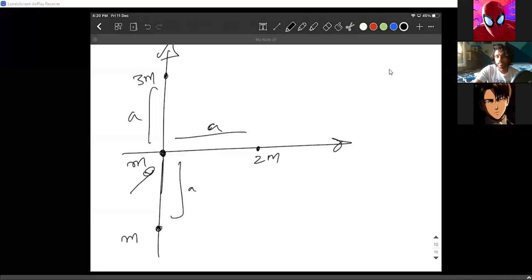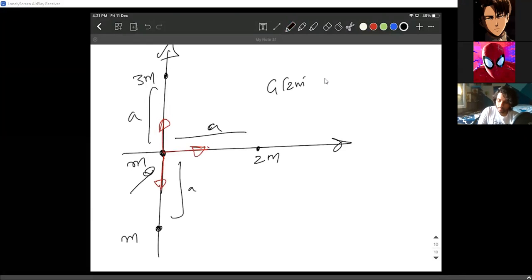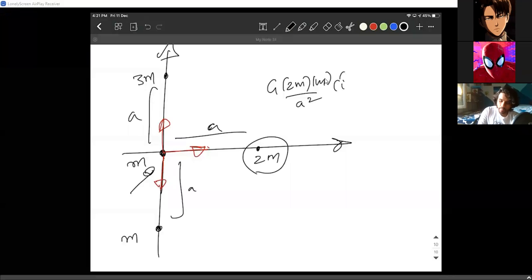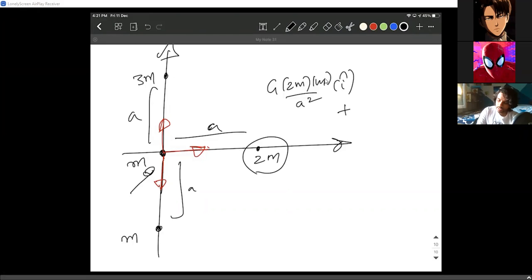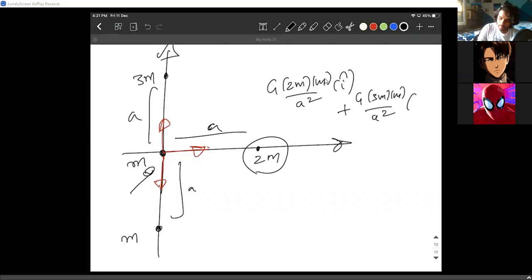Sharad, how would you put it? Sir, in the vertical axis there's 3m and m in the opposite direction, so we'll have to subtract one from the other. So I'm going to write the answer directly. G 2m m by a square for this mass because of this mass, i cap plus j cap, plus G 3m m by a square j cap, plus G m m by a square minus j cap.